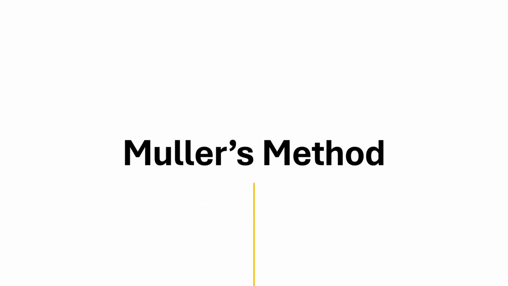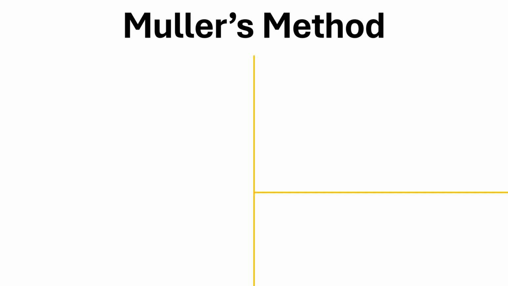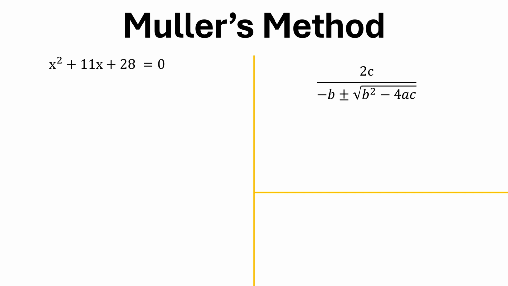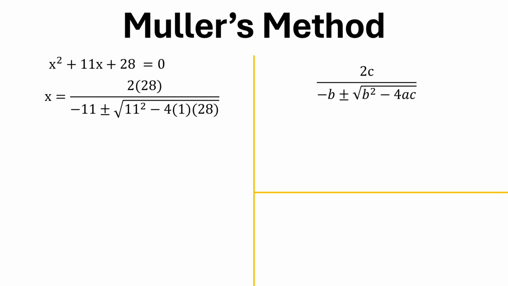Muller's method. This is similar to the quadratic equation. Let us use the same equation. x squared plus 11x plus 28 is equal to 0. The roots of the equation are given by 2c divided by minus b plus or minus the square root of b squared minus 4ac. So let's try it. x is equal to 2 times 28 divided by minus 11 plus or minus the square root of 11 squared minus 4 times 1 times 28.